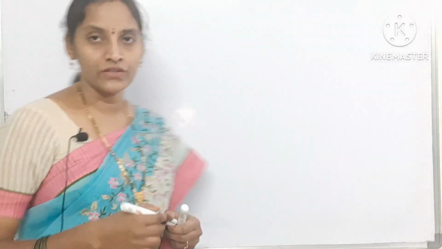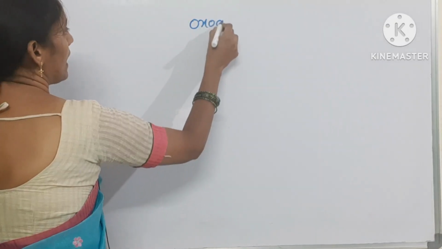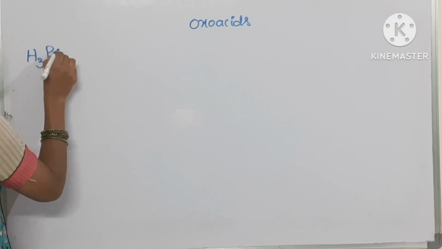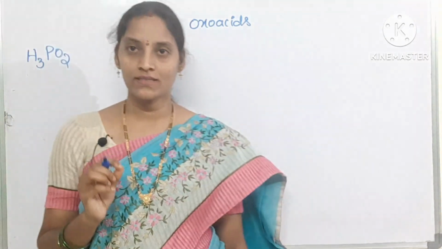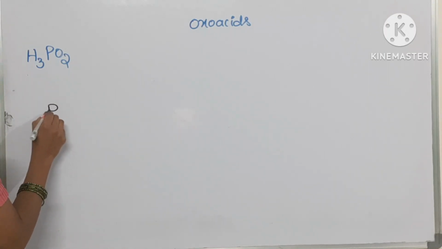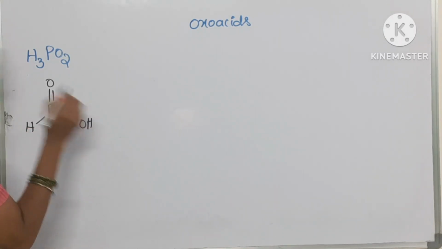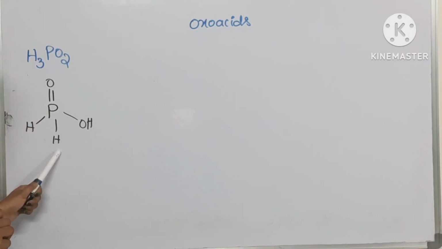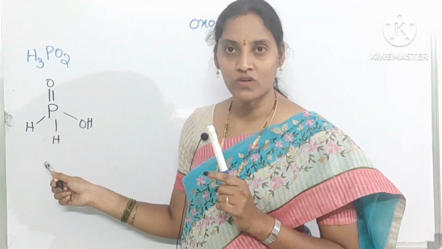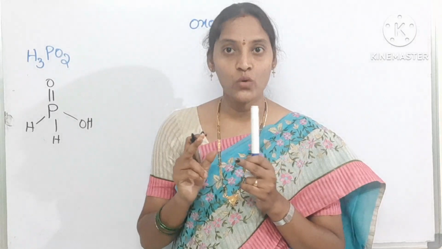Oxoacids of phosphorus. First one you can see, H3PO2. This is hypophosphorus acid. You can see its structure. This is phosphorus, double bond O, H, H and OH. Here, how many P-H bonds are there? Two P-H bonds are there, one P double bond O bond, and one P-OH bond is here.